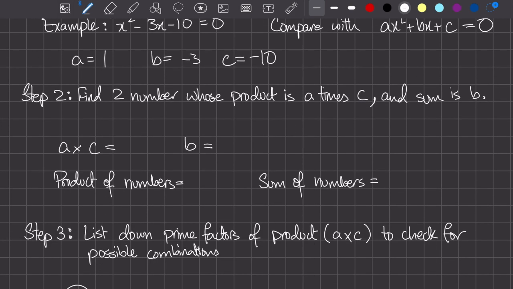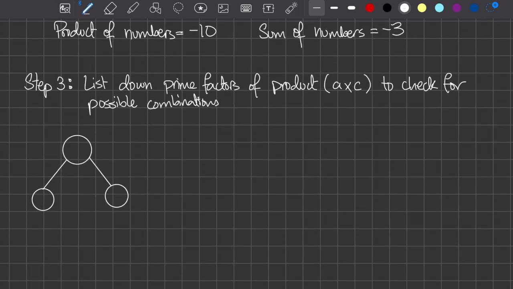Step 2 is to look for factor pairs. We need to find two numbers whose product is a times c and whose sum is b. In our case, a times c gives us negative 10. So we need two numbers that multiply to give negative 10 and add up to give negative 3. The best way here to find these values is to list the prime factors of negative 10. Please make sure you review the video on LCM if this part does not fully make sense.